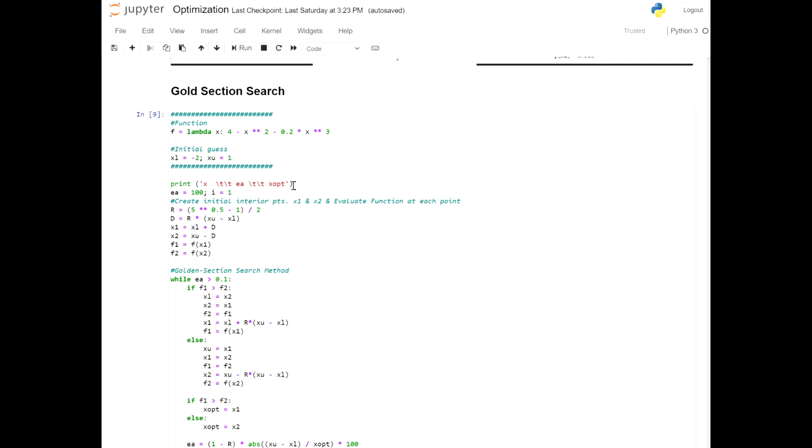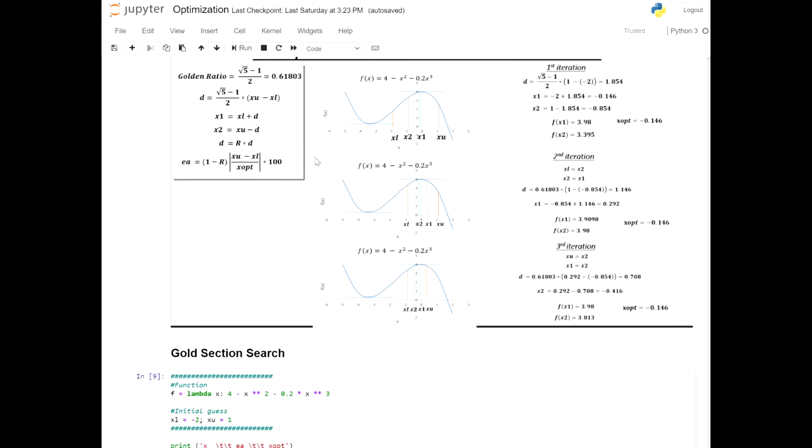This is the header for the information that we're going to output later. We're initializing the EA at 100, and also the number of applications. We're going to start i at 1. Here we're going to be creating all the initial values for these values here.